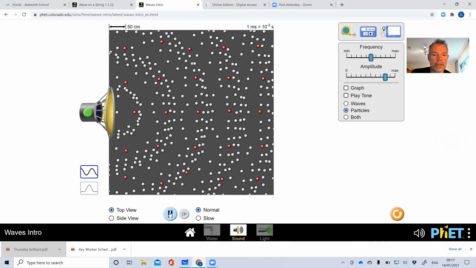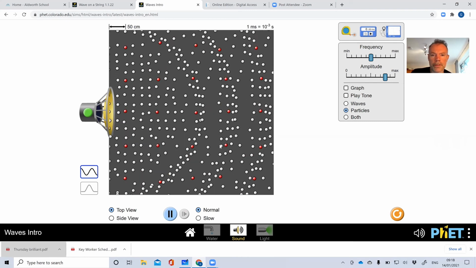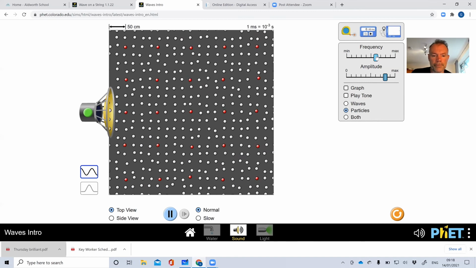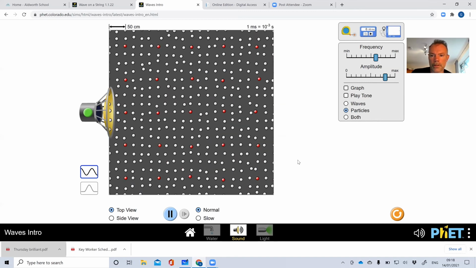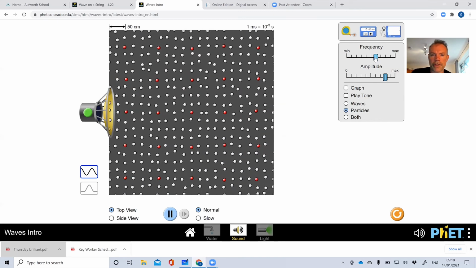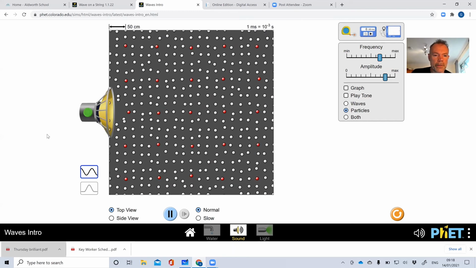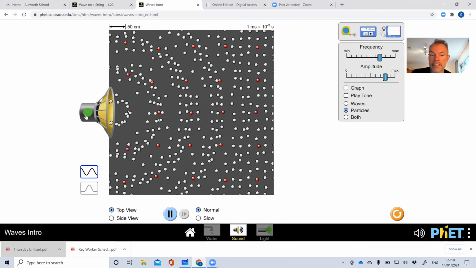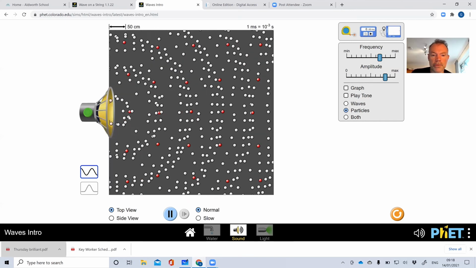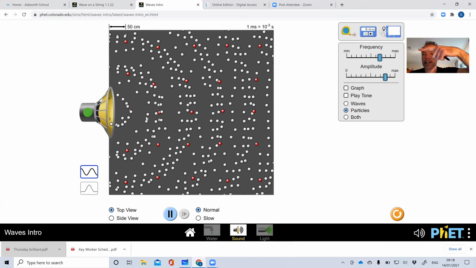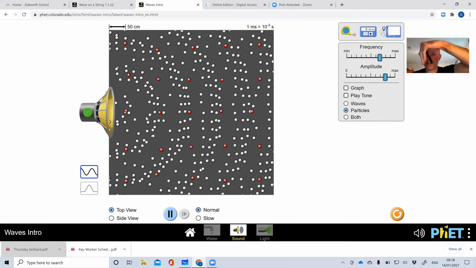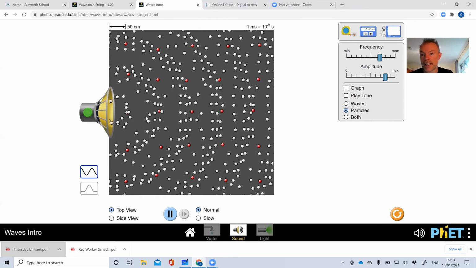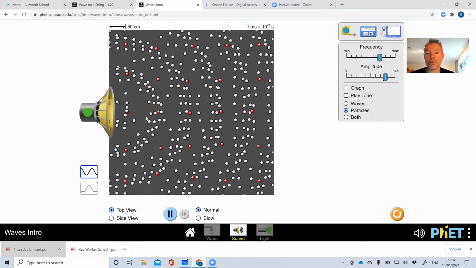Okay, so look. Oh, I've stopped it. Let's turn the frequency up. If I turn the frequency up, look, the speaker cone will go backwards and forwards more times every second. The air particles will go backwards and forwards more times every second, but they're going in the same direction. The speaker cone's going like that, pushing the air particles, making the air particles go like that. Same direction, it's a longitudinal wave.